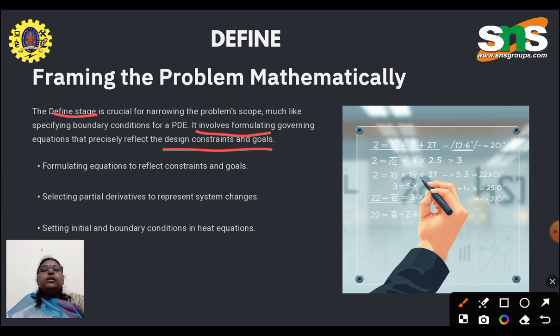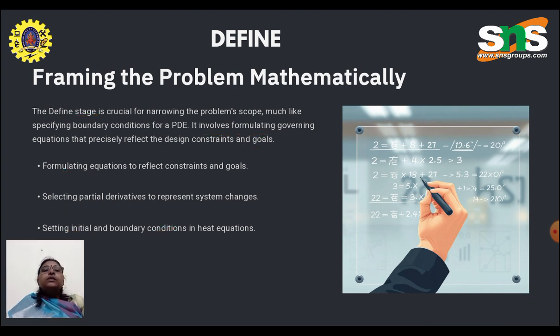We can define this in 3 steps: formulating the equations to reflect constraints and goals; selecting the partial derivatives to represent the system's changes; and setting initial and boundary conditions in heat equations. Calculating the heat and wave equation is one of the main applications of PDEs. This is the second stage, where we are framing the problem mathematically.